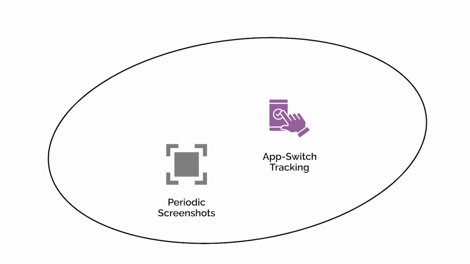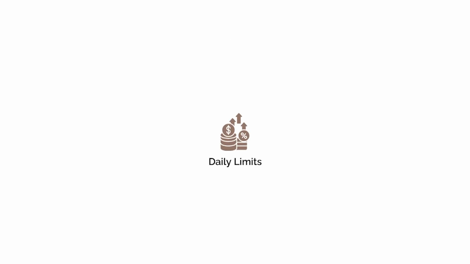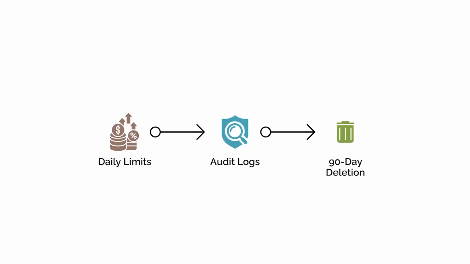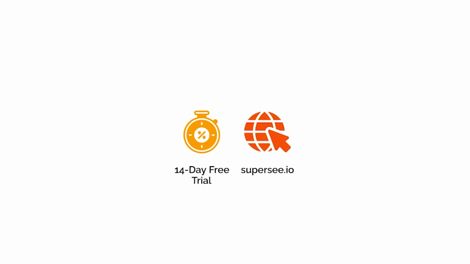Periodic screenshots for visual proof, app switch tracking for flow intelligence, complete visibility with zero surveillance, zero keystroke logging, zero audio recording, zero webcam. 3 privacy commitments built into the product from day 1. Daily limits, audit logs, and 90-day auto-deletion. Transparency isn't just the message, it's built into how the product works. Understanding work is not the same as watching people, and that distinction is what SuperC is built on.